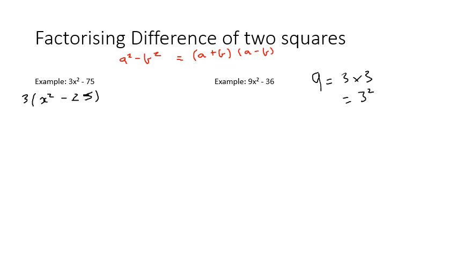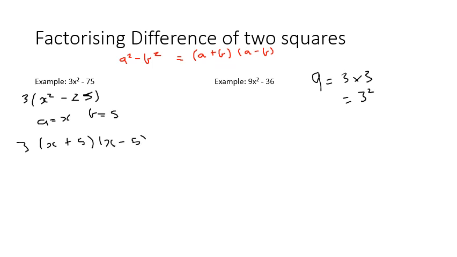Now we can look at x squared and minus 25. x squared is a square number because we can get it by x times x. And 25 is also a square number because we can get it by 5 times 5. So our a is equal to x and our b is equal to 5. We can now put this in the form of 3 brackets x plus 5 and x minus 5.